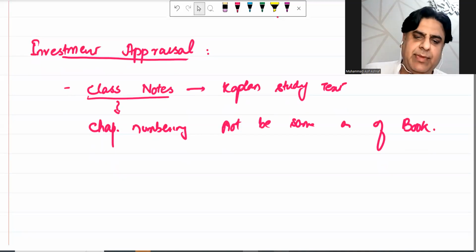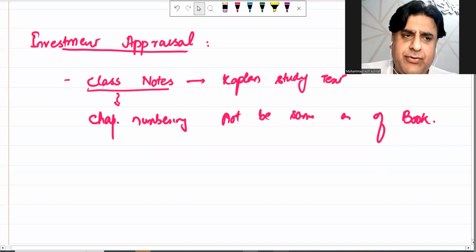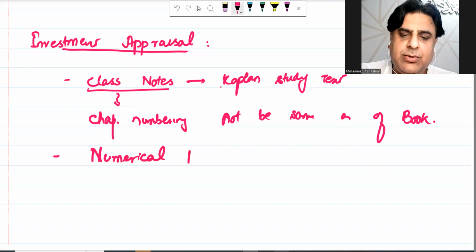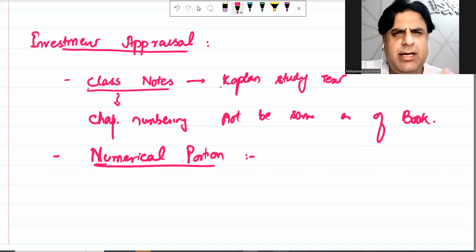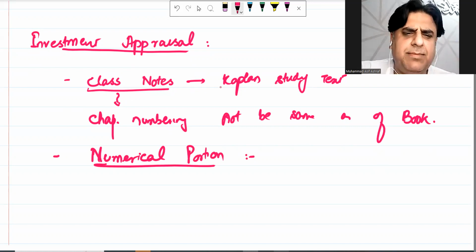Second point, as I told you in the introductory lecture, first we will be doing our numerical portion. Almost 25 to 30% of your paper will be from investment appraisal calculation. So from this, you can understand how important the numerical portion of investment appraisal is.